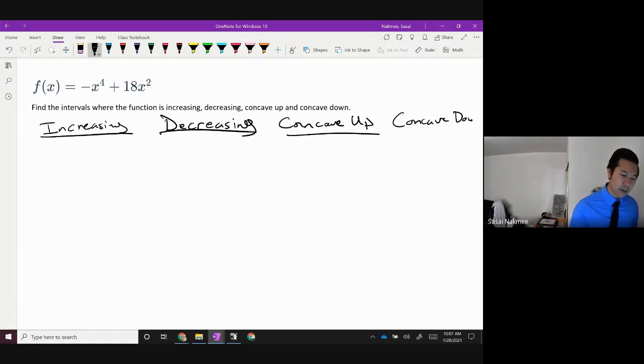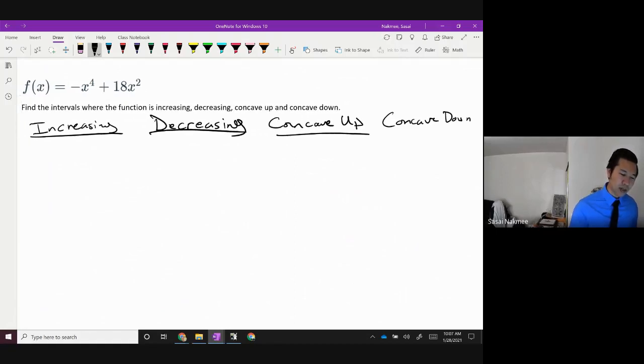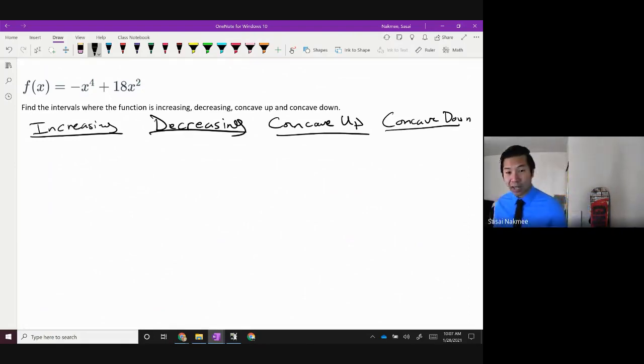Okay. Tell me the intervals where it's concave down. Let's go with, like I said, about 7 minutes on this one because it is a lot that I'm asking from you guys. But I think you guys can do it.